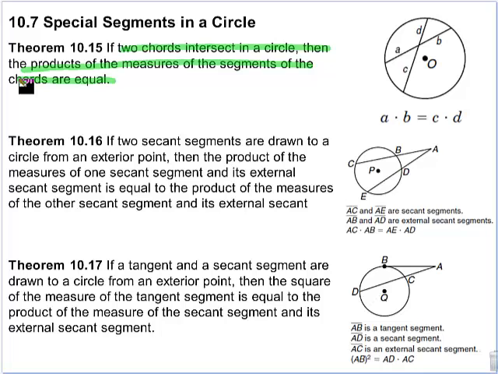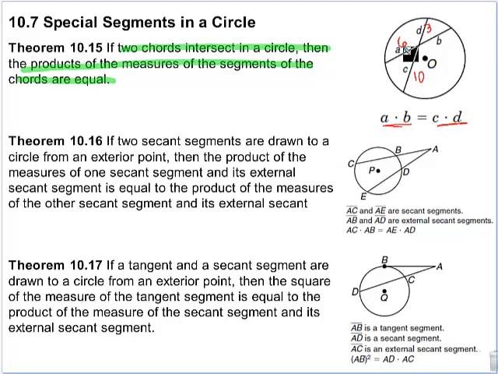So for example, here are two chords in this diagram of circle O. We have A, B, C, and D. So we would take AB, and that should equal CD. So let's say I tell you C can be 10, D can be 3, and A can be 6. We want to find B.